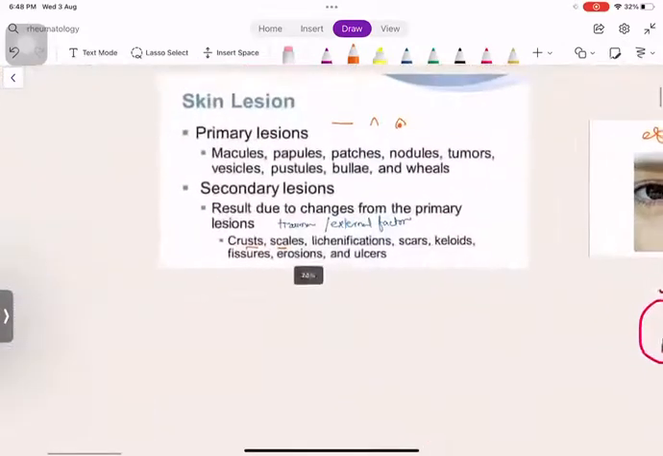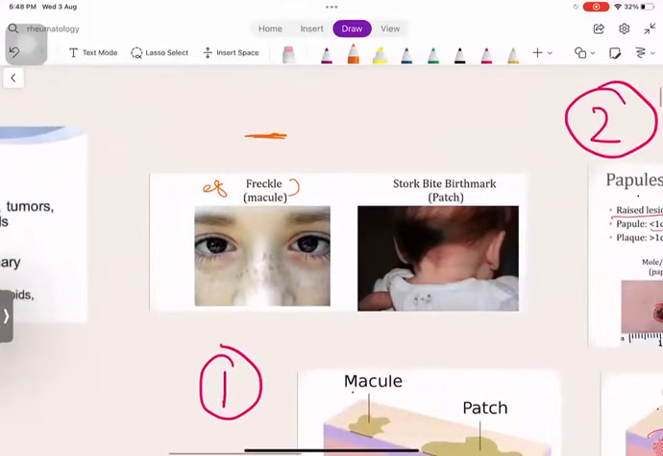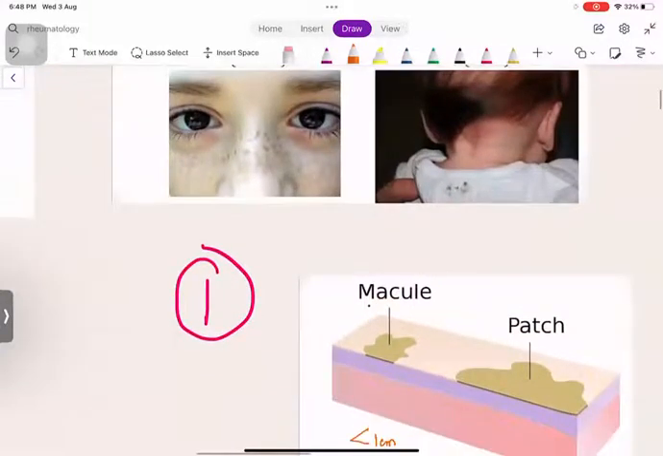Now, if we see skin lesions, there are two types: primary skin lesion and secondary skin lesion. In secondary skin lesion, they usually result from trauma or external factor, like you might have a macule and you will scratch it, or you will compress a bulla and it will result in crusting, erosion, ulcer.